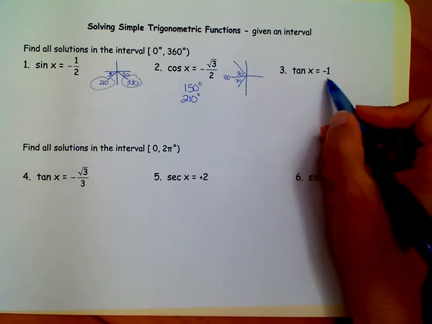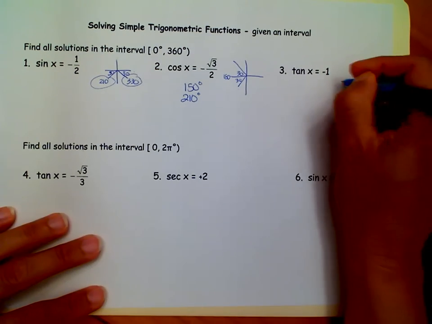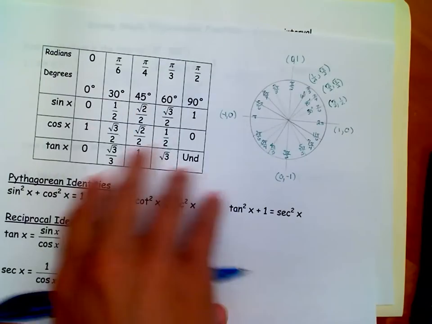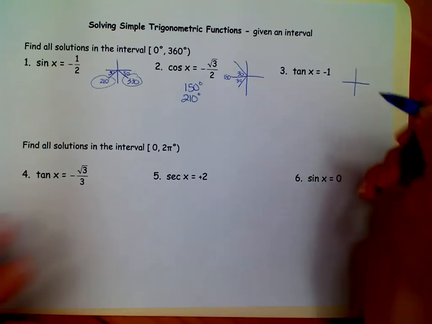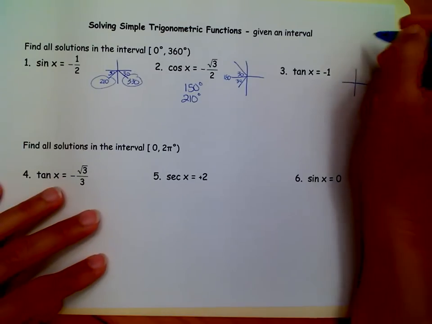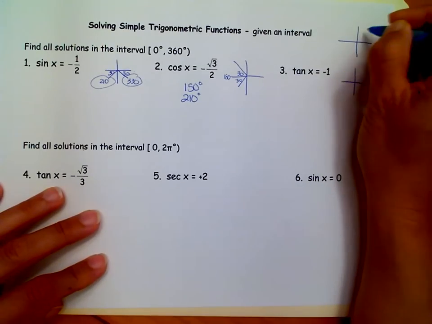Okay, when is tangent 1? Notice I'm ignoring the negative initially because I don't have negatives on my chart. So tangent is 1 at 45 degrees. So now I know I'm at 45 degrees, and tangent, well, let me show you this little thing.